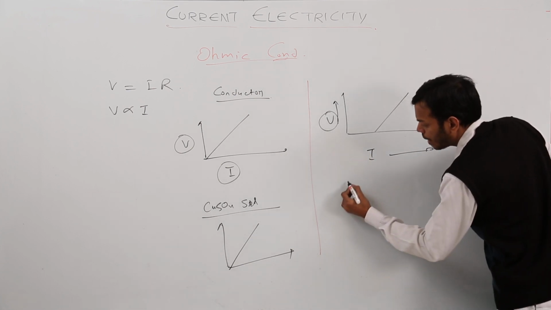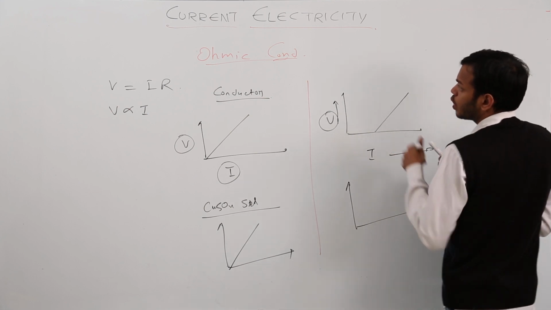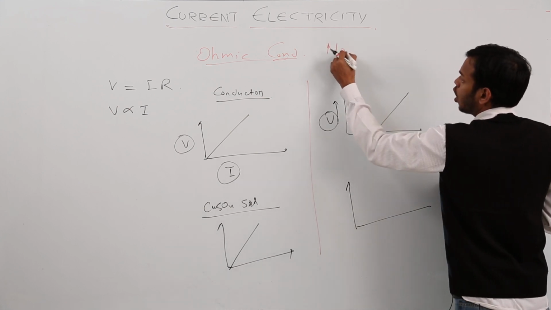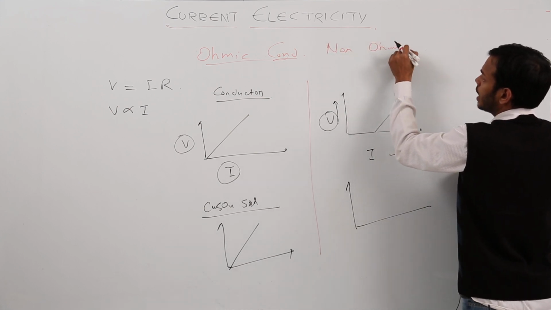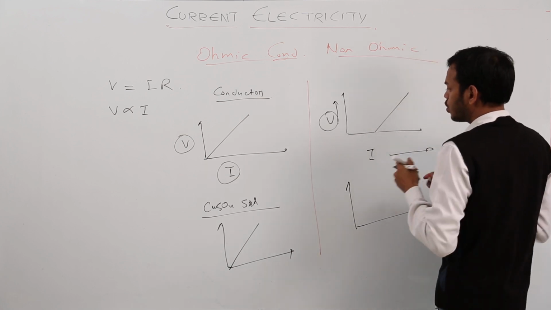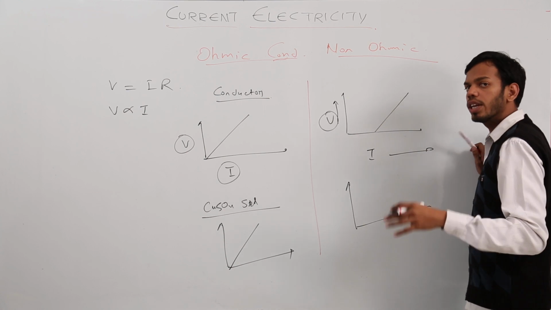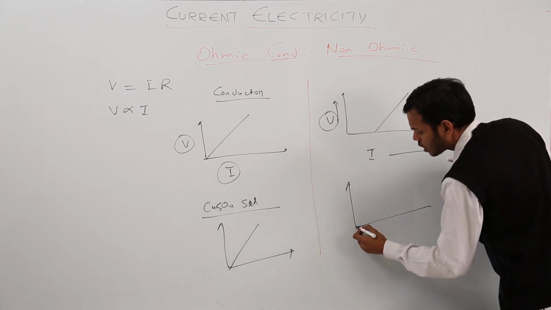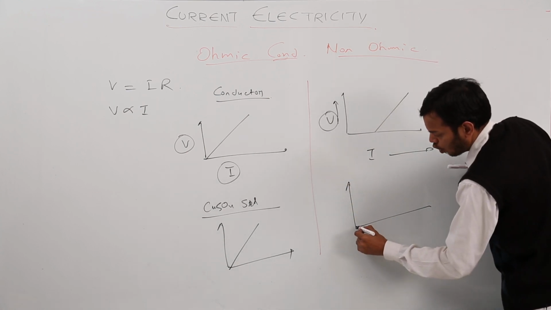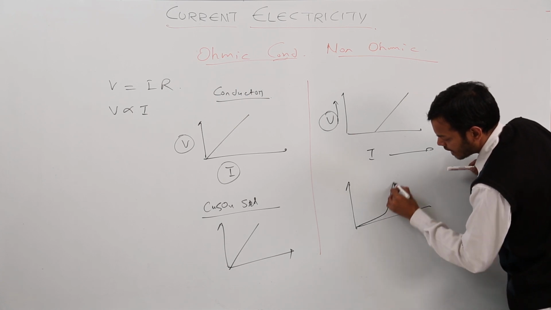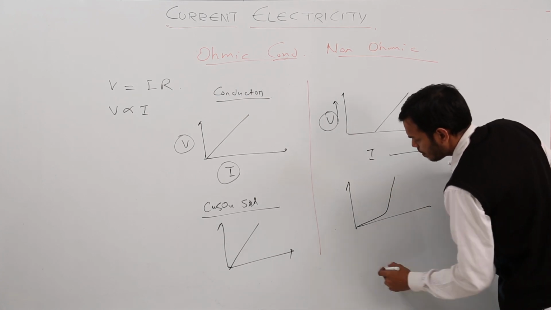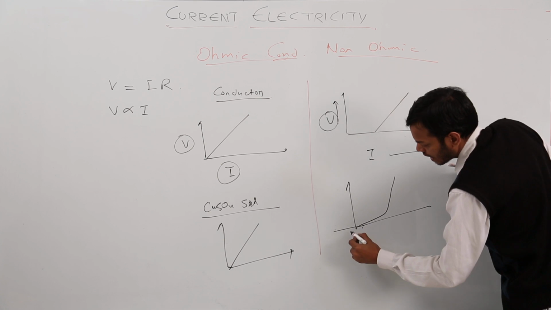I will give you another example of non-ohmic devices. So here, write the topic: non-ohmic devices. You can give 2-3 examples. For example, diodes, Zener diode, especially diodes. This is how diode graphs are. The forward biasing state would give you a graph like this, and the reverse bias state would give you a graph like this.